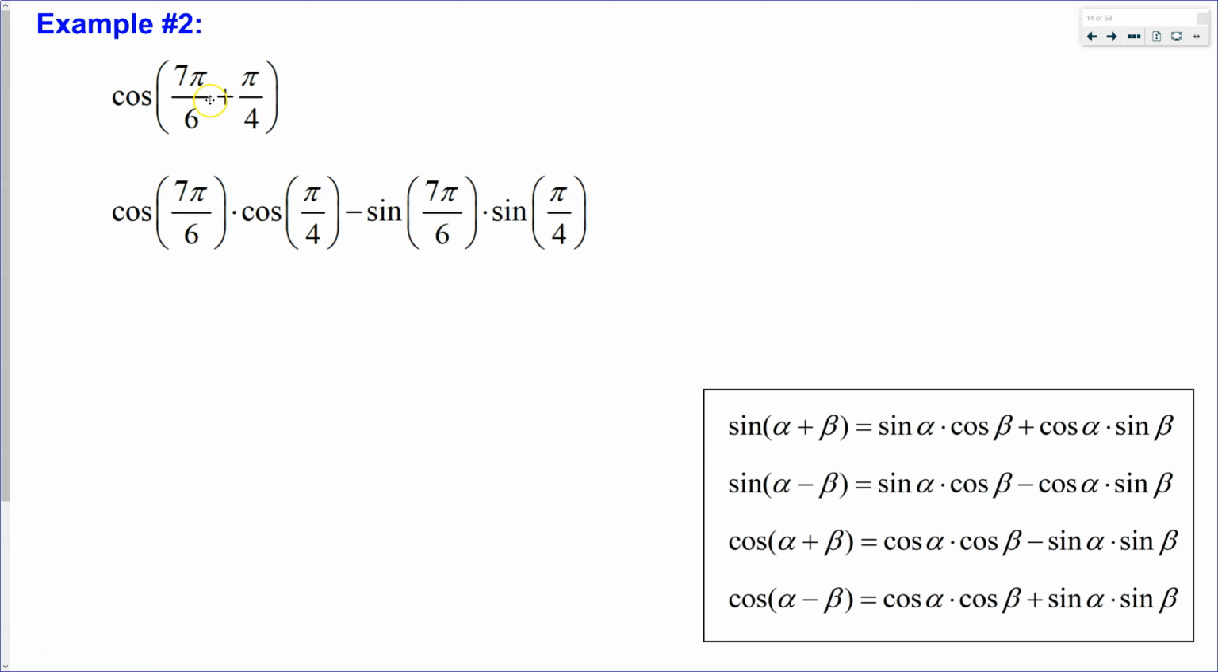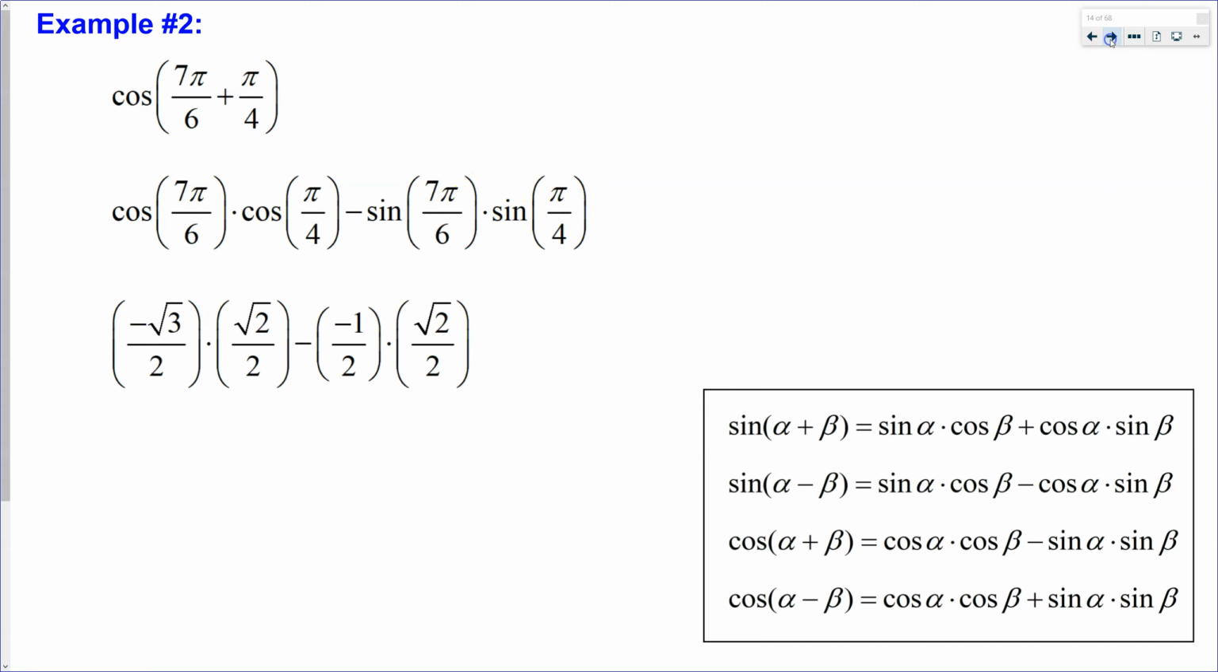Put all those numbers in, so that's going to be my alpha, that's going to be my beta. Put it in the appropriate spot, basically substituting it in, and then I'm going to take out the unit circle and evaluate each one of these 4 items. So right here I'll have negative square root of 3 over 2. Right here I'll have square root of 2 over 2. Right here I will have, what will that be? That will be negative 1/2, and that will be square root of 2 over 2.